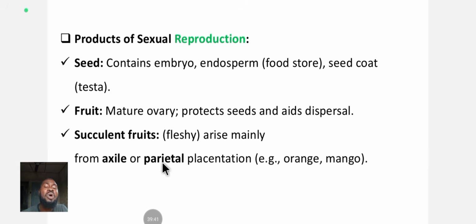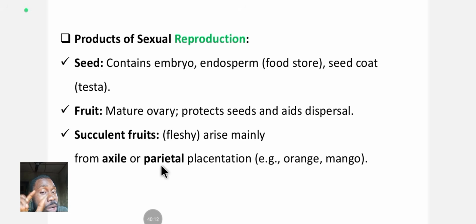That's it. Axile is for orange, while parietal is for what? Mango. Alright. But if the plant does not have an edible mesocarp or it does not have a succulent mesocarp, just know that such placentation can either be basal, free central, and other forms of placentation. Alright. So put that into consideration. Put that inside your head. Okay. Succulent plants, edible plants, plant with edible mesocarp. It is either axile or parietal.